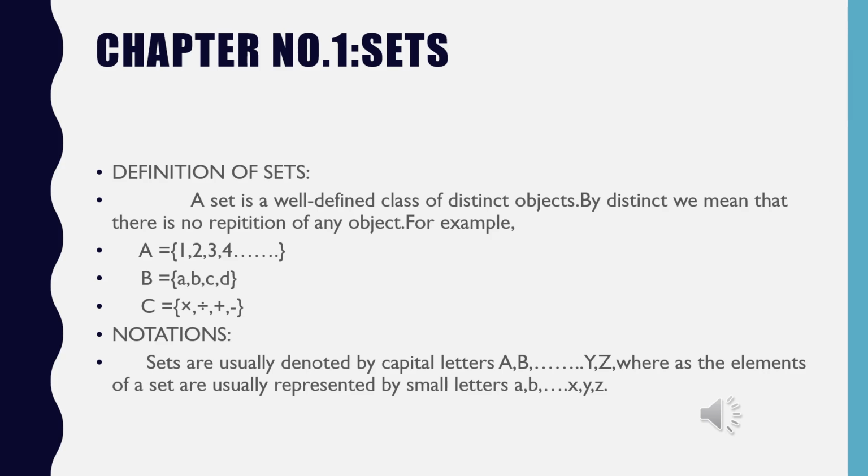Now, there are a few notations used in sets. One is an arrow, another is slash such that, then epsilon that is belongs to, and n bracket A, a cardinal number, that is called the number of elements of a set. Now come to how sets are represented. A set is represented in 3 different ways. Number 1, descriptive method. Number 2, tabular method. And number 3, set builder form.